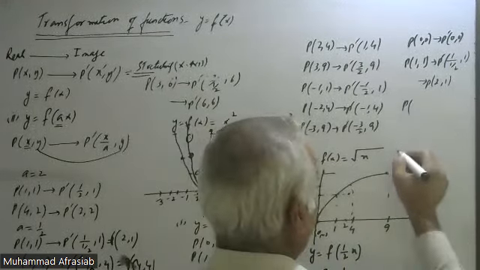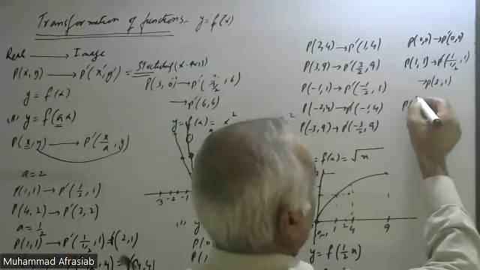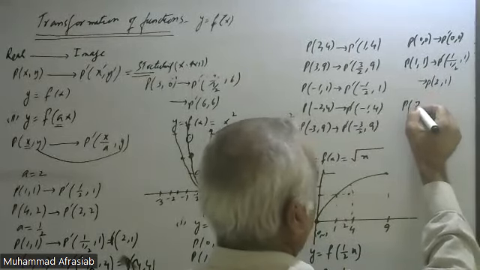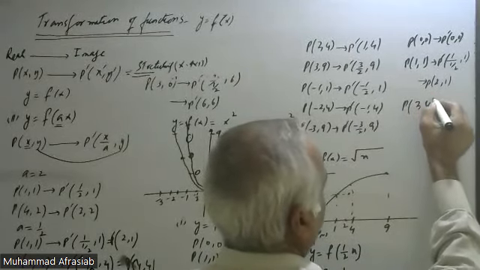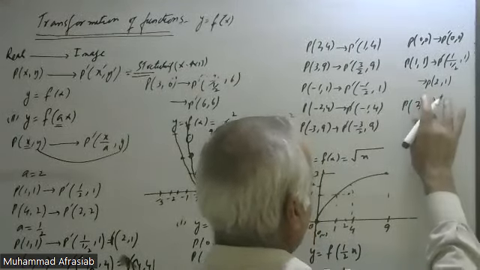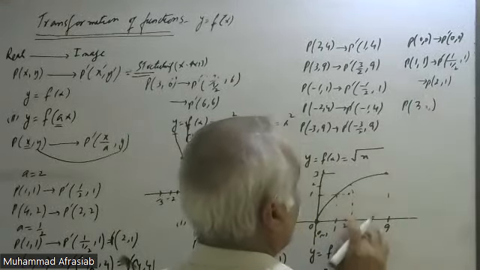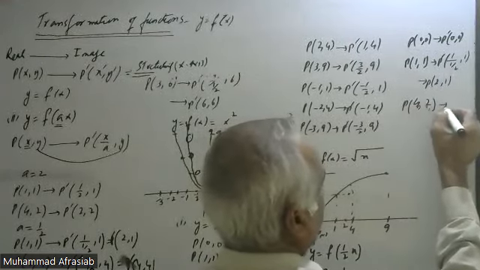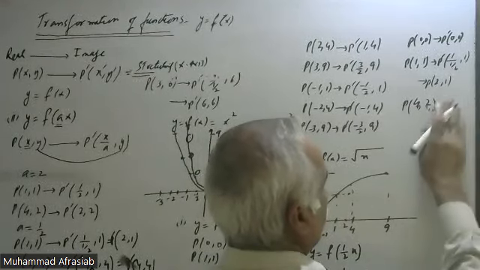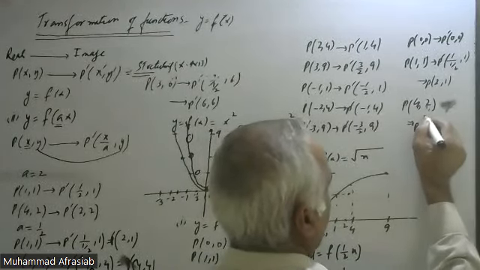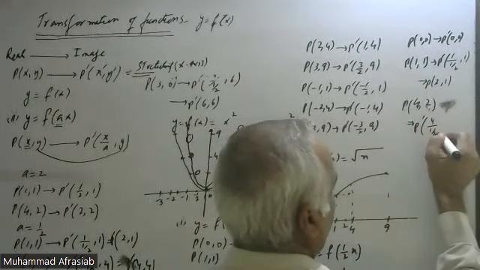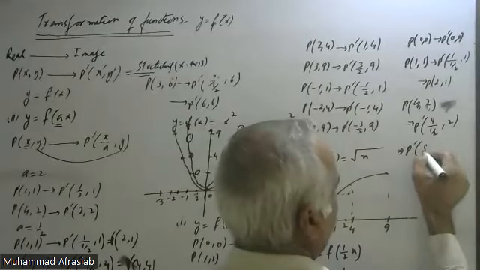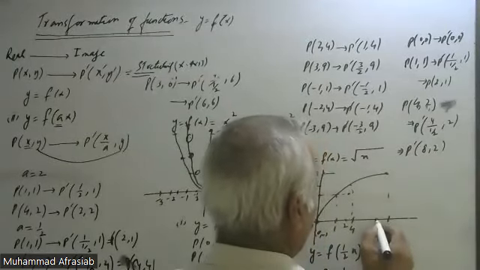If P is equal to 4 and 2, the x value is 4 and the value of that one is 2, then the P dash will be equal to 4 over half and 2. So that means P dash will be equal to 8 and 2.